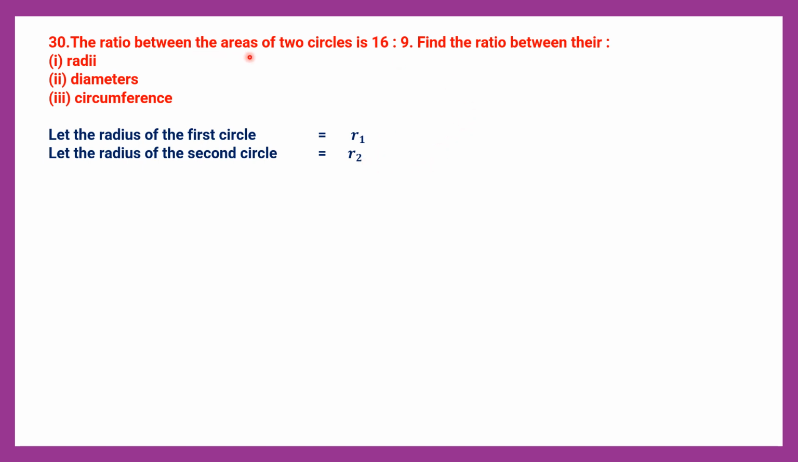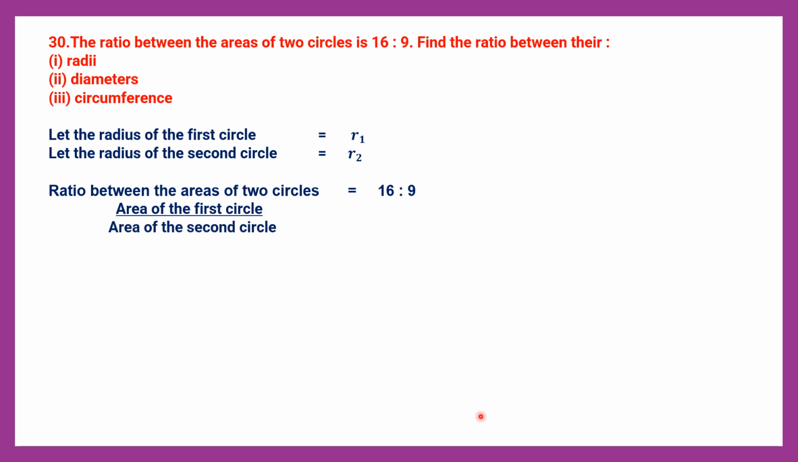Now let's use the help of the areas of the two circles to find this. The ratio between the areas of the two circles is 16 is to 9. And what is that ratio? Area of the first circle by the area of the second circle, isn't it? This is how we find the ratio. So 16 is the area of the first circle, and the area of the second circle is 9.